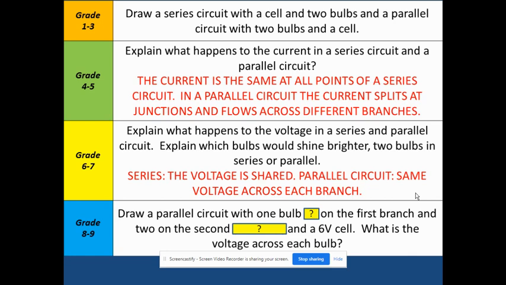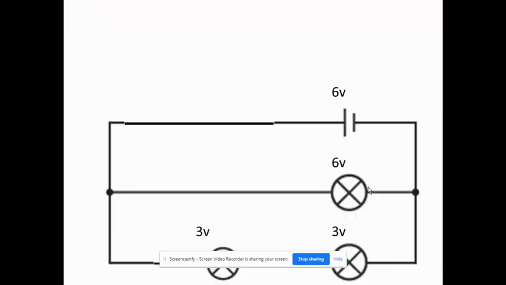When it says which would shine brighter, well, because the energy is being shared in a series circuit, the bulbs in a parallel circuit will be brighter because they're not having to share that energy. And then for combined, draw a parallel circuit with one bulb on the first branch and two on the second and a 6-volt cell. So the first bulb should have 6 volts. And then each of the other bulbs should have 3 volts. So your drawing should look like this.